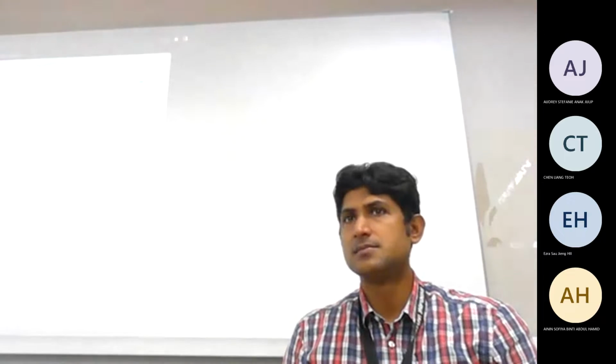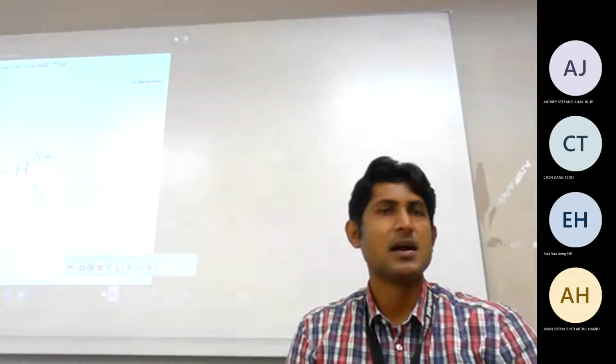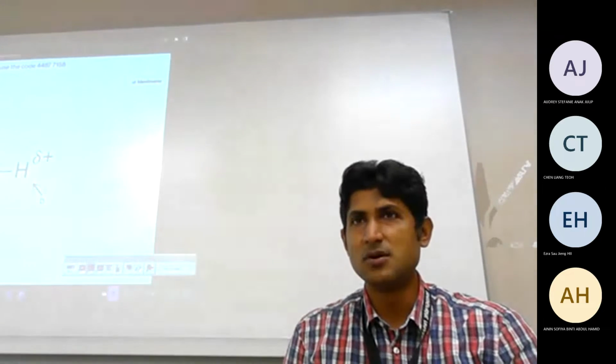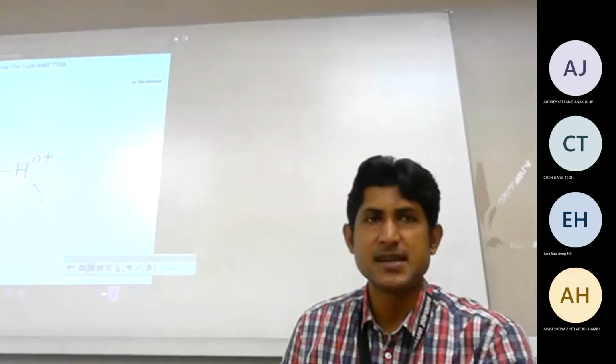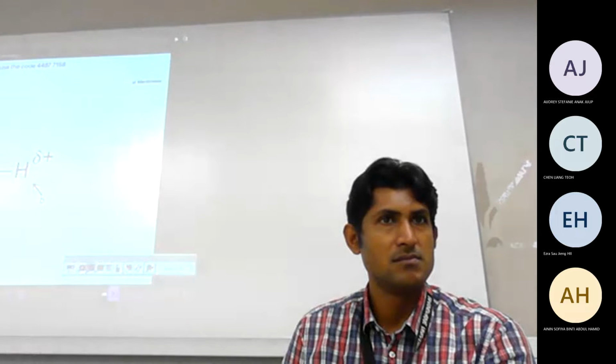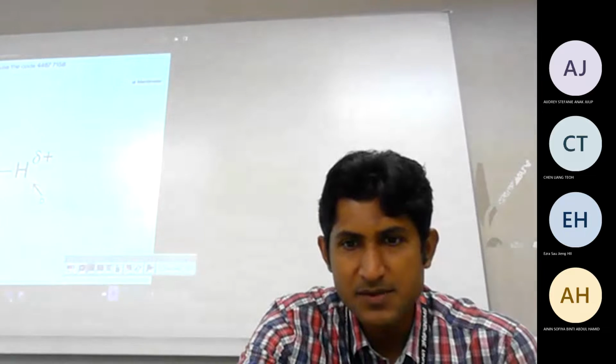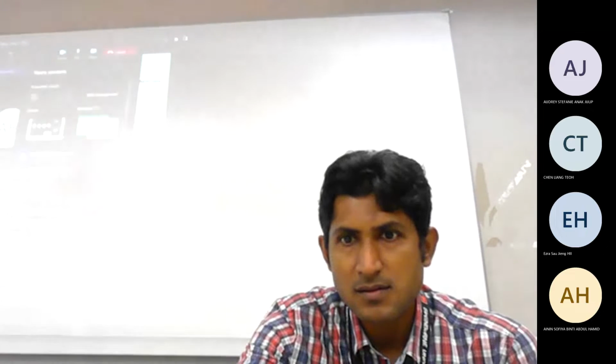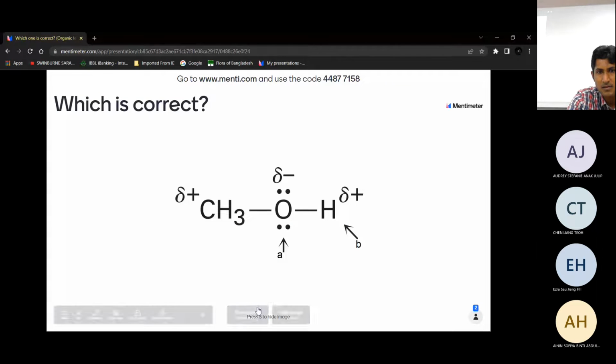What is correct for this? I mean, what is the correct statement, or which is more preferable to say about this molecule. What is the name of this molecule? Alcohol group is there, but can you specifically tell the name of this alcohol? Methanol, yes, good. So this is methanol, and what is correct for it?